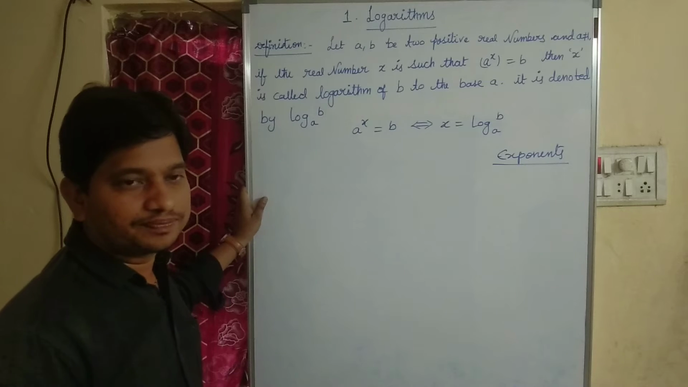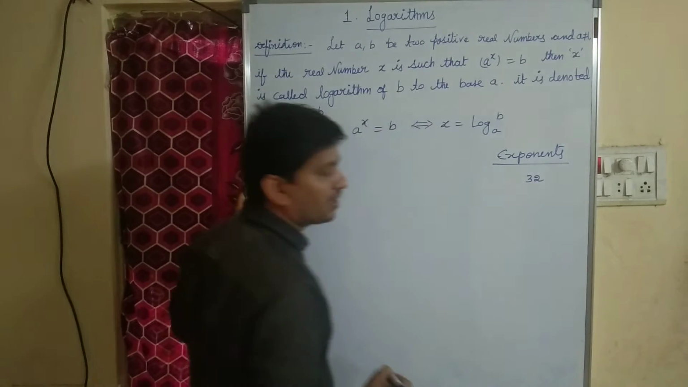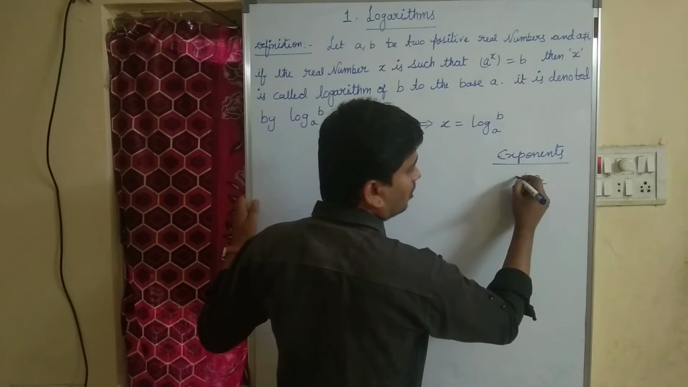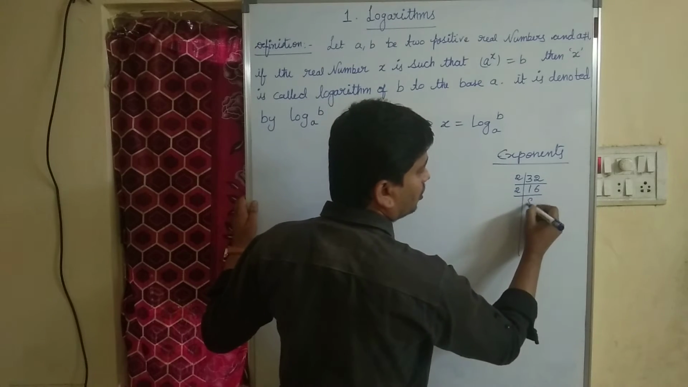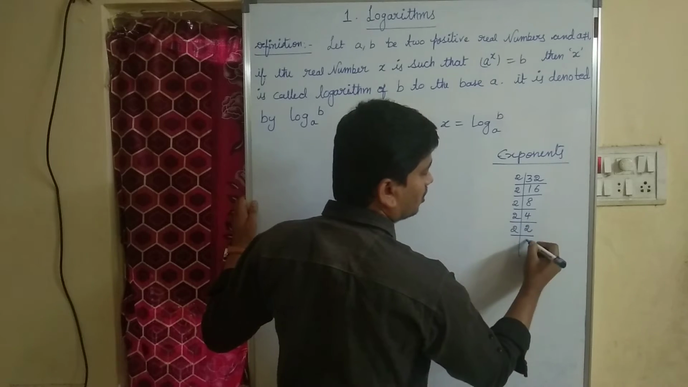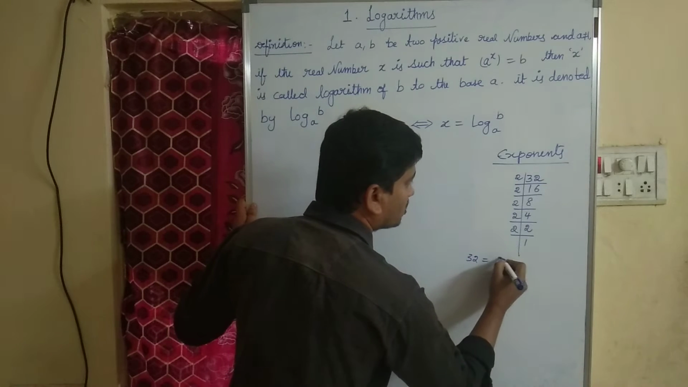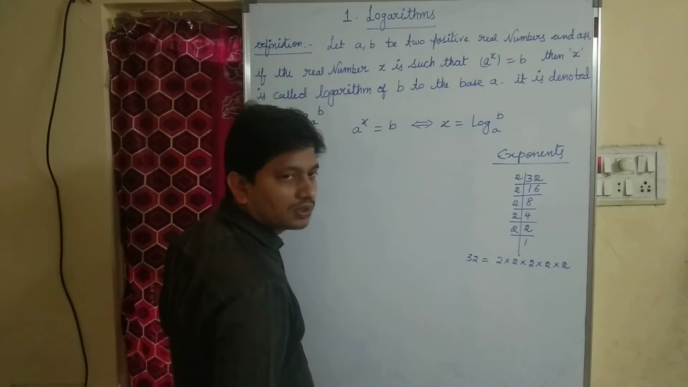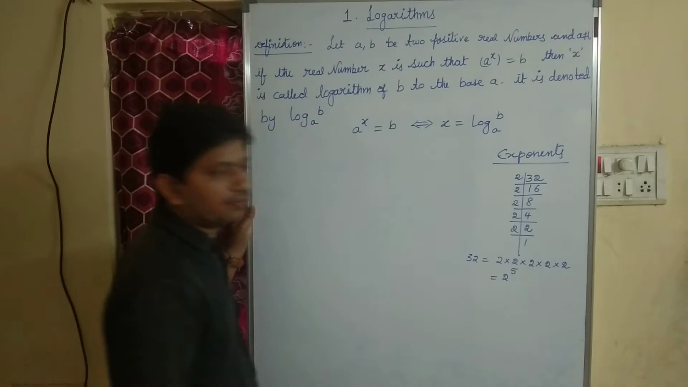You know what we mean by an exponent? For example, consider the number 32. How can we express 32? In the two table: 2 times 16, 2 times 8, 2 times 4, 2 times 2, 2 times 1. I mean, 32 we can express as 2 into 2 into 2 into 2 into 2. As 2 is repeating 5 times, I can write it as 2 raised to the power 5.